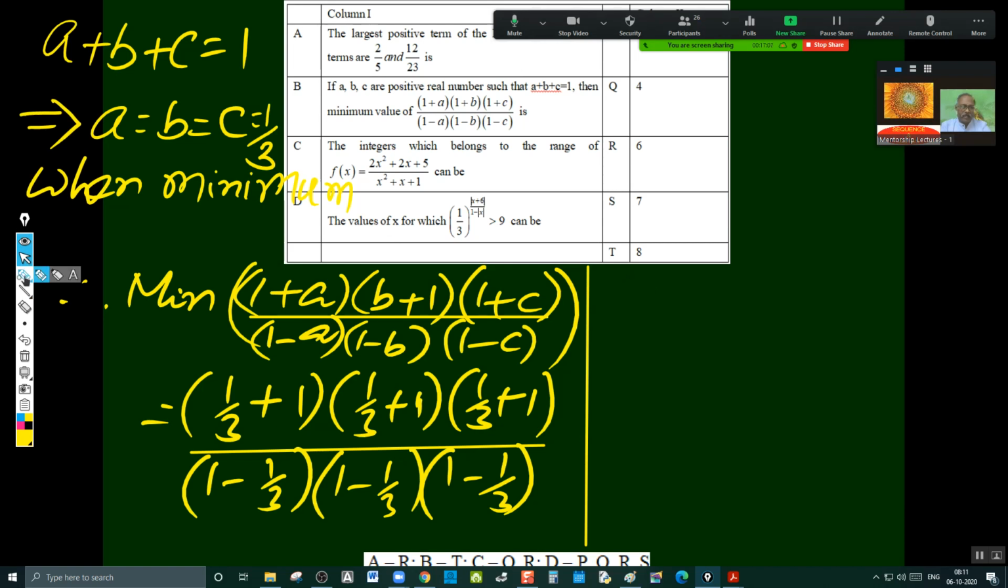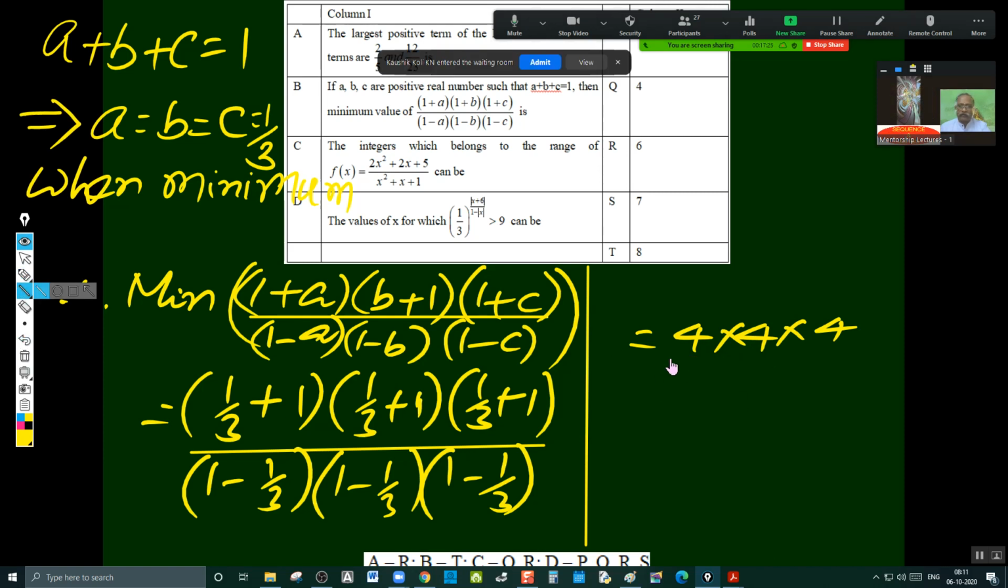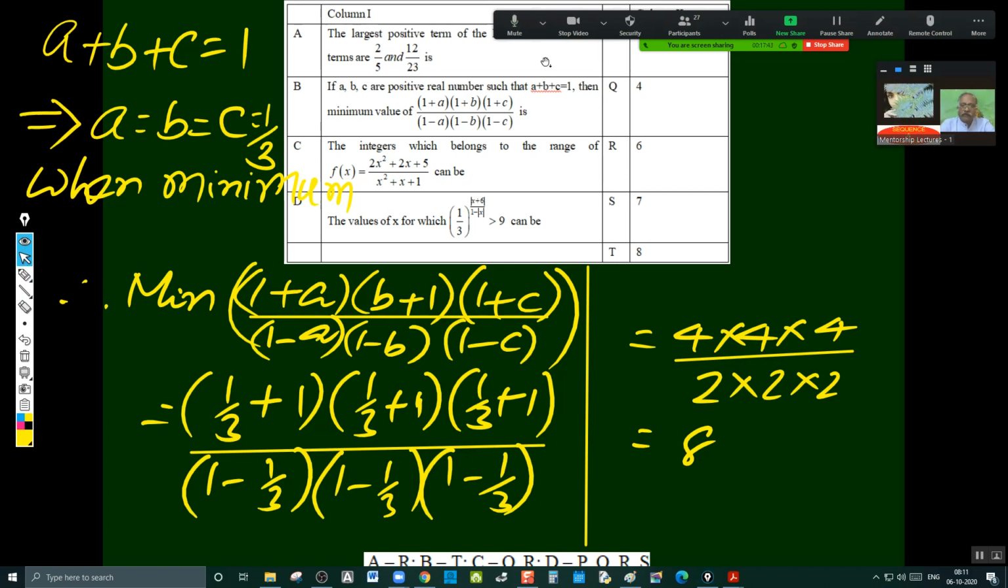If you simplify this, the 3 anyway gets cancelled both in the numerator and denominator. You'll get 3 cube and that gets cancelled, and it will be 4 into 4 into 4 whole divided by 2 into 2 into 2. So this is 8. This is the short form of doing it using the maxima and minima concept. But when it comes to the method, let us see.